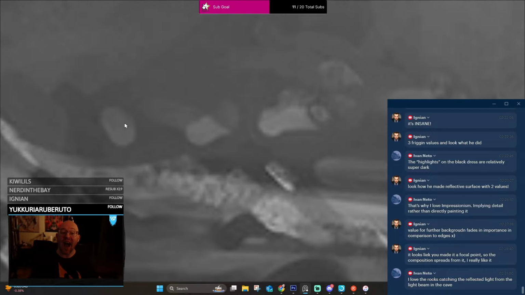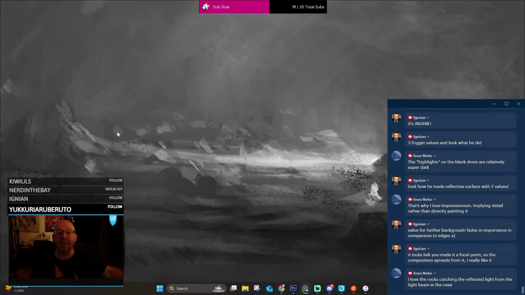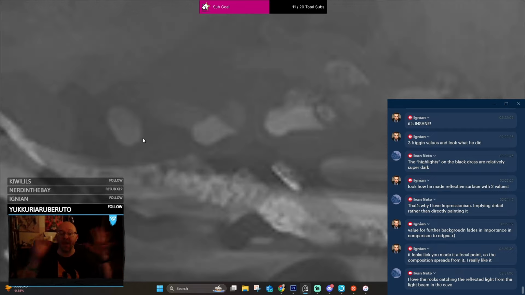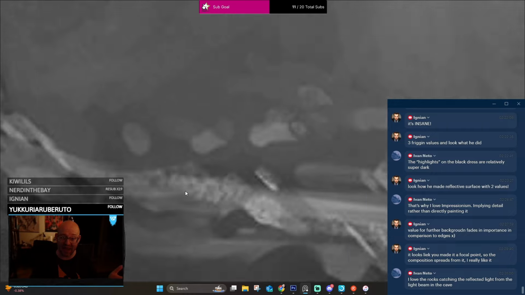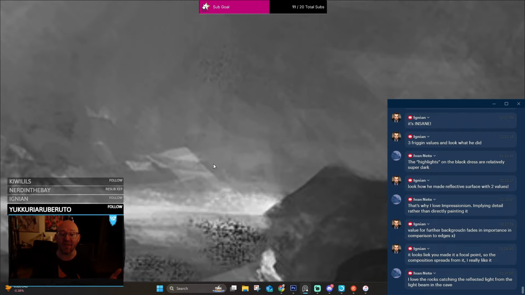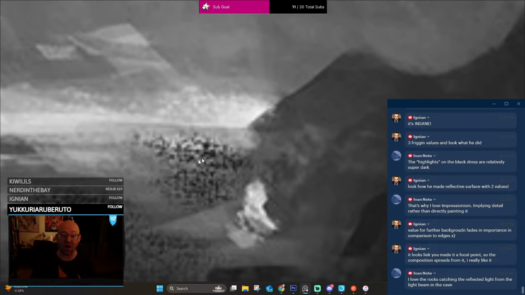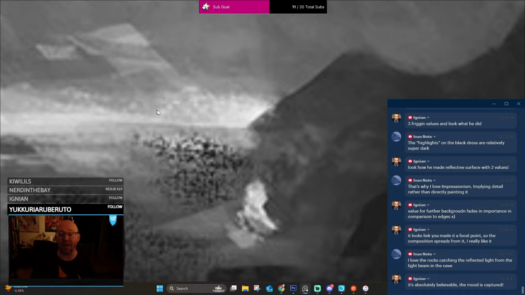And even though this is a highlight, since it's further back, it's actually not big contrast. It seems like it is, because it's next to something that is high contrast, which is this rock, these kind of pebbles, and this light.